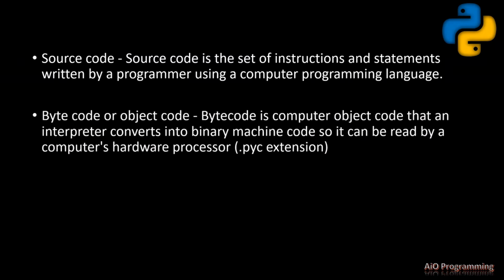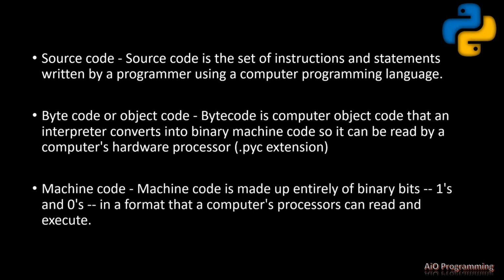Next, what is bytecode or object code? Bytecode is a computer object code that an interpreter converts into binary machine code so it can be read by the computer hardware processor. Friends, bytecode is also called intermediate code. First we write source code, and then it is converted into binary bytecode or object code by the interpreter. After conversion, Python creates a bytecode file with a .pyc extension.